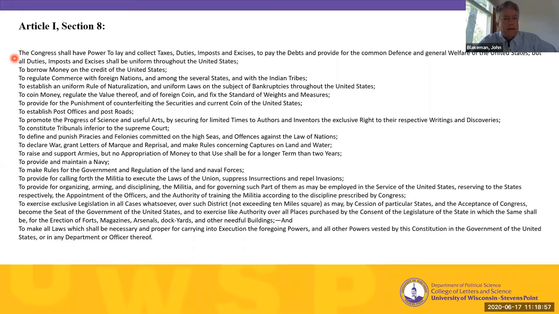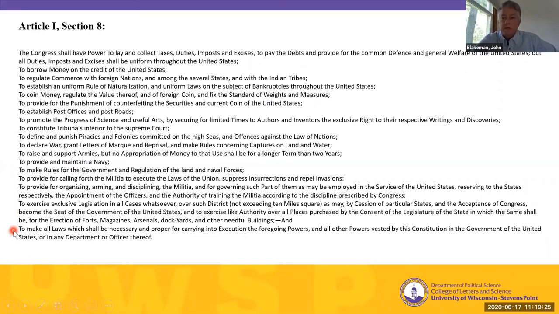And in fact, you're not going to find a clear power to charter a corporation either. There are a lot of other powers here. Congress has the power to borrow money on the credit of the U.S., regulate commerce. We'll come back to that one later. Establish rules of naturalization, coin money. Establish post offices and roads, on and on.